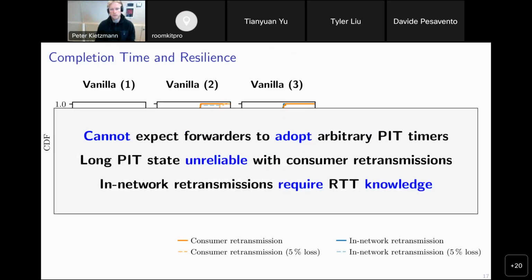Now, the problem with this approach is that we cannot expect forwarders to adopt arbitrary PIT timeout values. Long PIT state prevents consumer-based interest retransmissions and is unreliable in lossy environments. In-network retransmissions can improve the situation, but require forwarder knowledge of the latencies, a requirement that we want to exclude in our design.